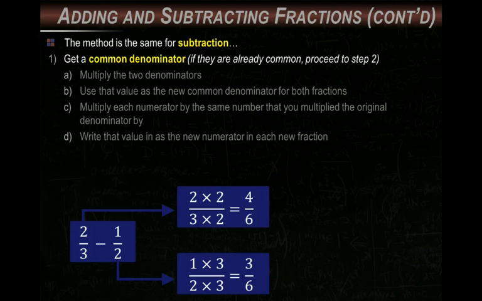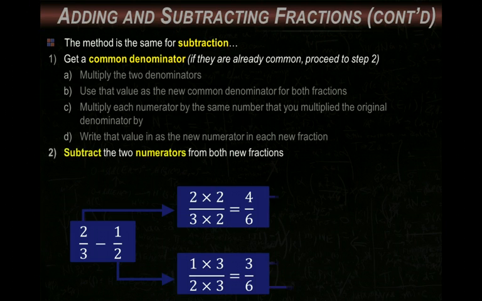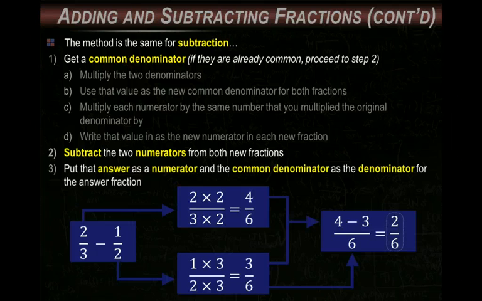Okay? We need new numerators. So I multiply as well by the different numbers, and I get 4 over 6 and 3 over 6. Now I just straight up subtract those two numbers. 4 minus 3, which isn't 2. That's a mistake. It's 1 over 6. Of course, I did that on purpose to make sure you guys are paying attention. And we have an answer.